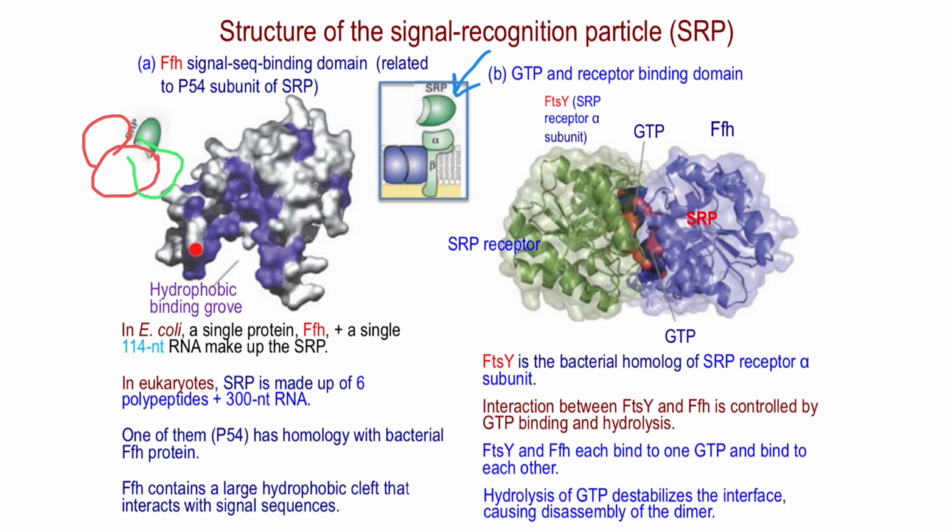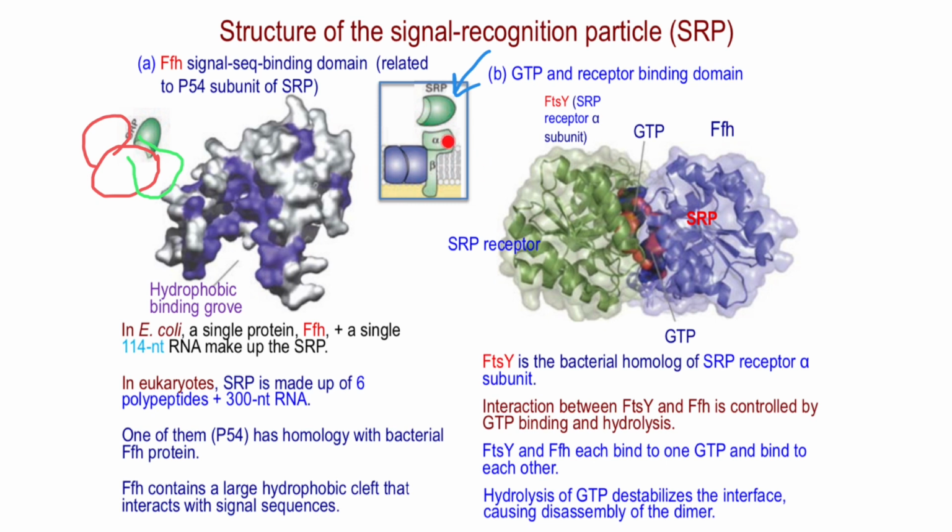But in eukaryotes, this signal recognition particle consists of 6 polypeptides plus 300 nucleotides of RNA, which also serves as a scaffold. Out of those 6 polypeptide chains, the one we call P54 has high homology with the simple version we can find in E. coli, which we call FFH. In eukaryotes, this homologous protein is called P54, which is homologous to FFH in E. coli.